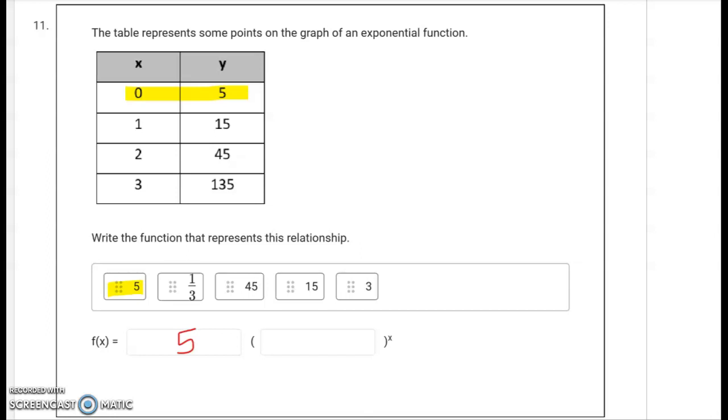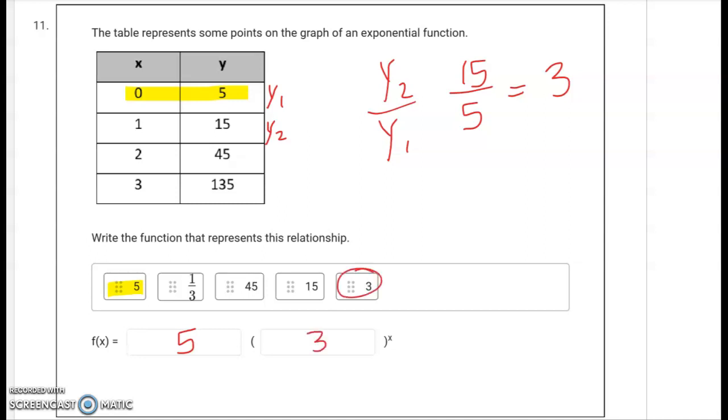To find your rate, remember we take y2 and divide it by y1. So 15 divided by 5 is 3. It is multiplying by 3 every time. That is our rate. It's growing, right? It's getting bigger by a rate of 3. All right, let's look at 12.